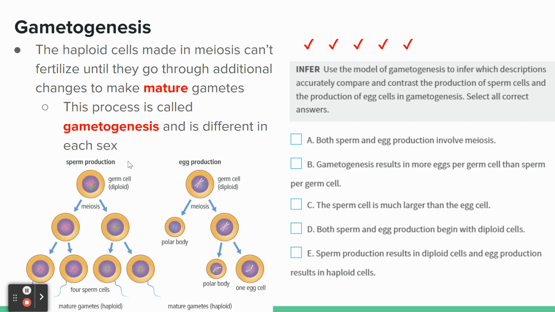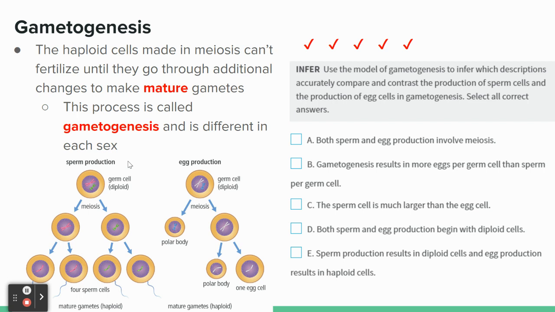The haploid cells made in meiosis cannot fertilize until they go through additional changes to make mature gametes. So they have to be mature. They can't just be, oh, we just did meiosis and we're done. Nope. This process of making mature gametes is called gametogenesis. It is different in each sex. So, biologically female organisms have one way of doing it, biologically male organisms have another way of doing it.